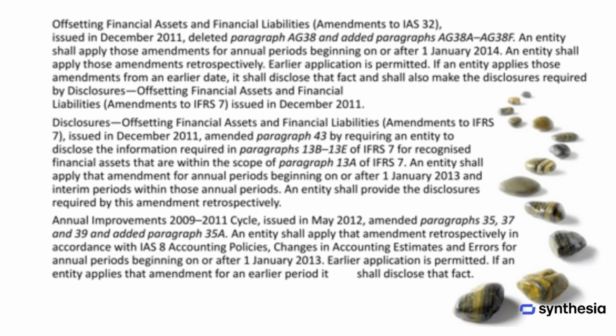The annual improvements for the 2009 to 2011 cycle, issued in May 2012, amended paragraphs 35, 37, and 39 and added paragraph 35A. Entities are required to apply these amendments retrospectively, in accordance with IAS 8 on accounting policies, changes in accounting estimates and errors for annual periods beginning on or after January 1, 2013. Earlier application is permitted, and any early application must be disclosed.